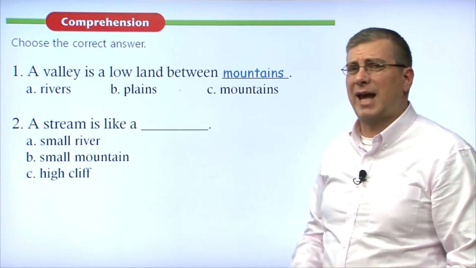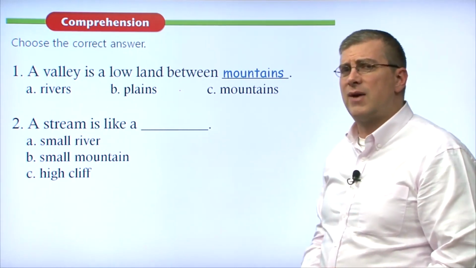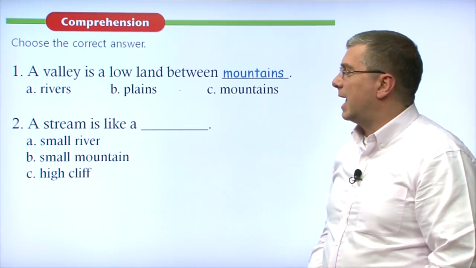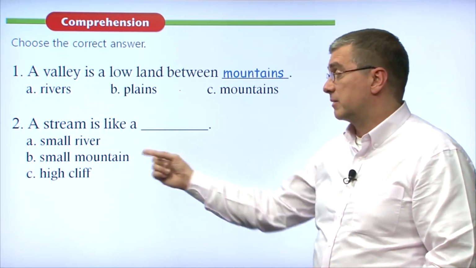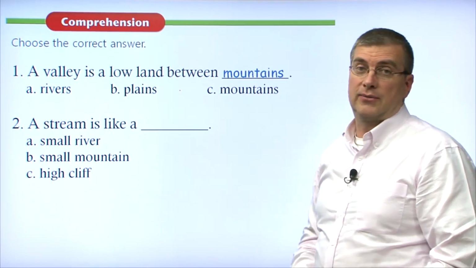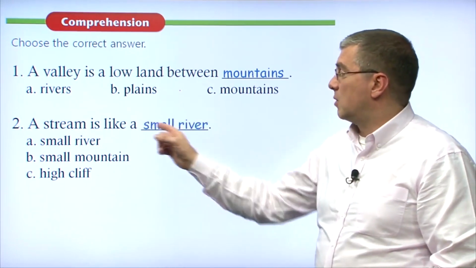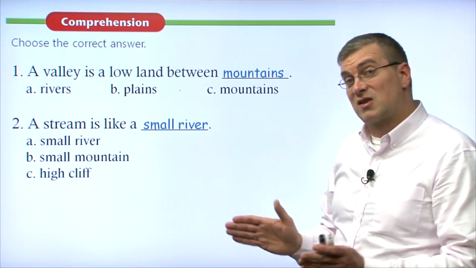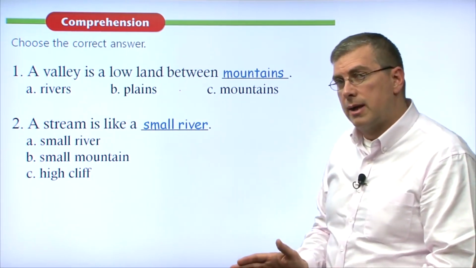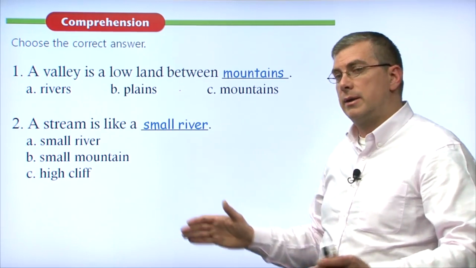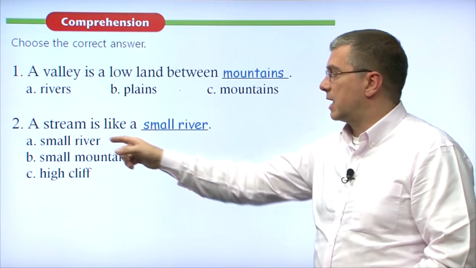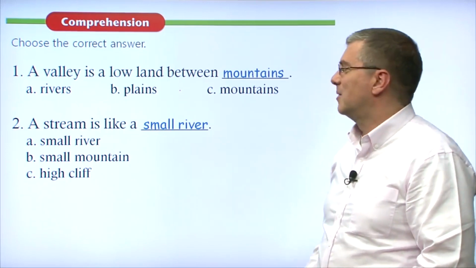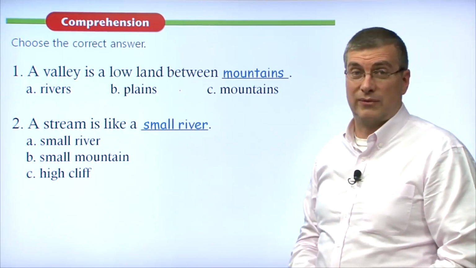Okay? And we also talked about canyon before. It's a special kind of valley. Okay. Number 2, a stream is like a what? A small river, a small mountain, or a high cliff? Well, if you chose a small river, you're right, because we talked about that a lot, right? A stream is smaller, narrower than a river. A river is wider than a stream. So a stream is like a small river, not a small mountain, and not a high cliff. Okay? So a stream is like a small river.